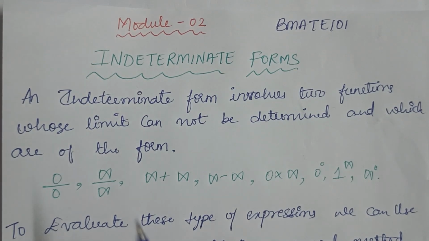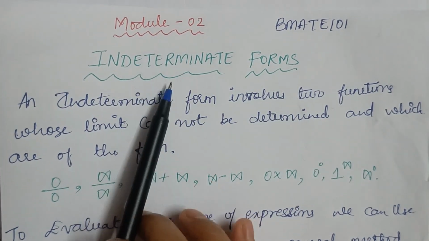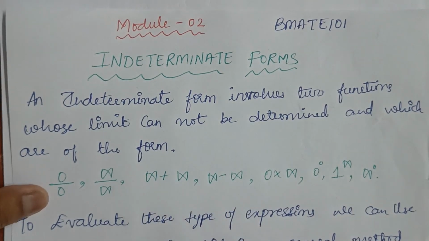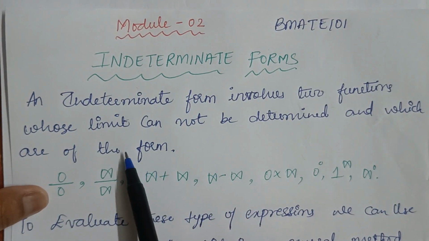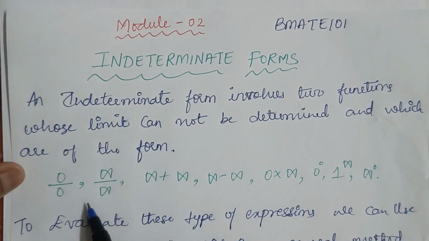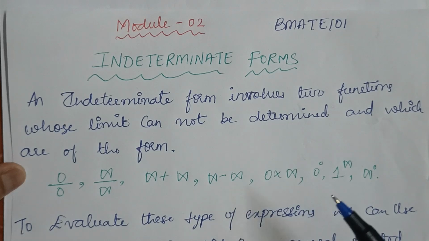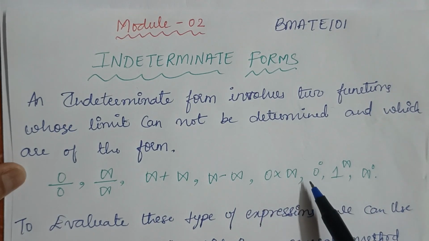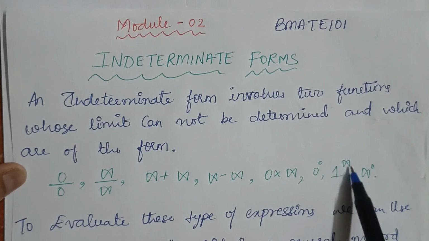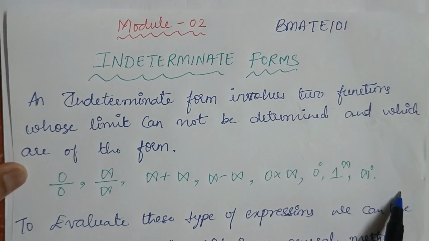So let's get started. Here we have indeterminate forms under module 2. So what is an indeterminate form? It involves basically two functions whose limit cannot be determined and which are of the form 0 by 0, infinity by infinity, infinity plus infinity, infinity minus infinity, 0 multiplied by infinity, 0 raised to 1, 0 raised to 0, 1 raised to infinity, infinity raised to 0. So these are all indeterminate forms, correct?